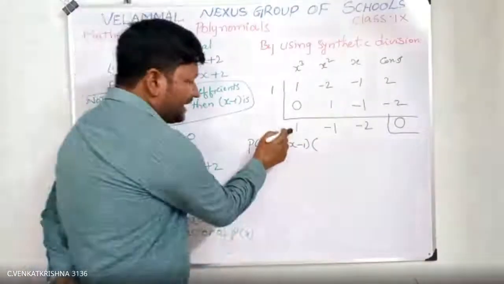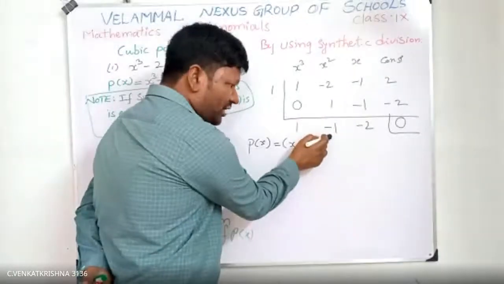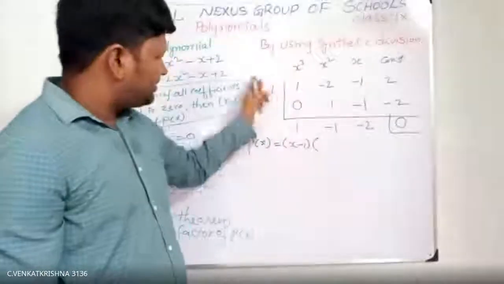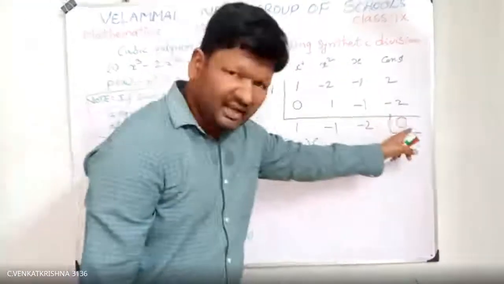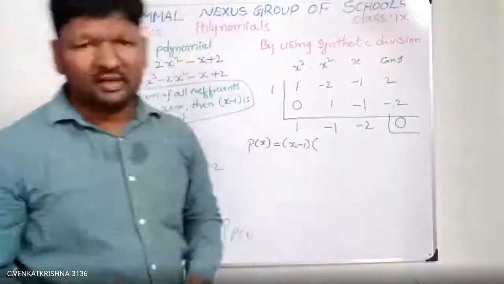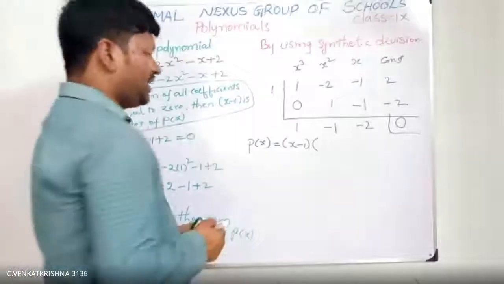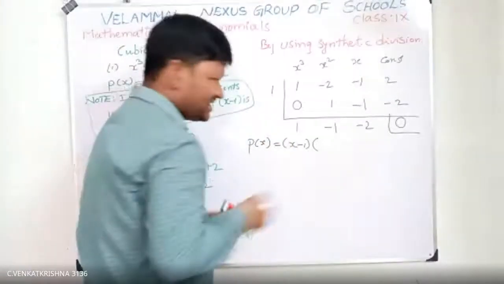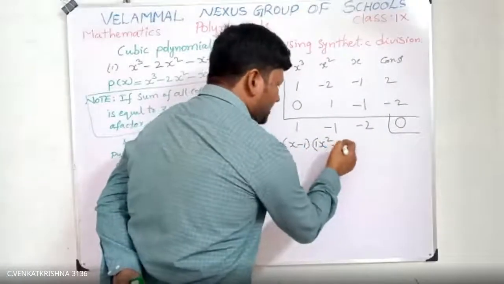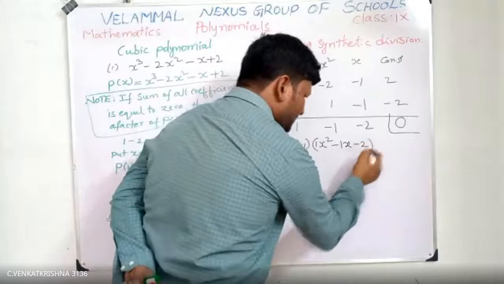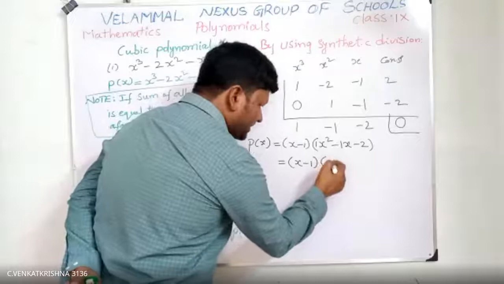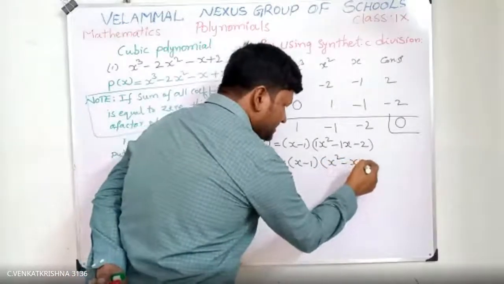So this is x square coefficient, x coefficient, constant. Clear? We wrote the cubic polynomial, we divided by 1, and we got remainder 0. Now the remaining part becomes a quadratic polynomial. So this is the x square coefficient: 1 into x square is x square. Otherwise write 1x square minus 1x minus 2, that is x square minus x minus 2.